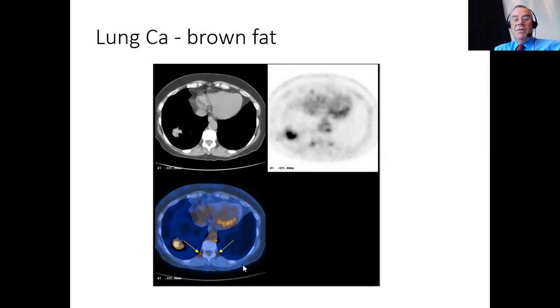You can see some uptake here, but in the CT, it doesn't align to anything. There's no muscle there. There's just areas of low density. So that is fat. So this is probably brown fat uptake. You may see this in some of your patients.